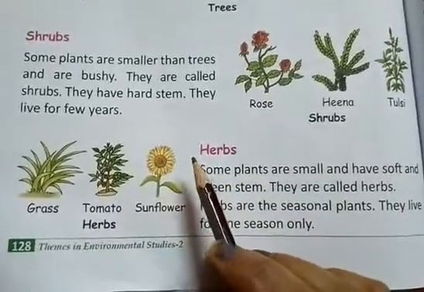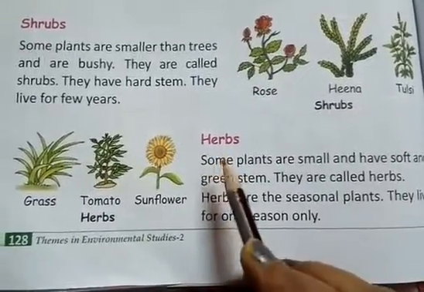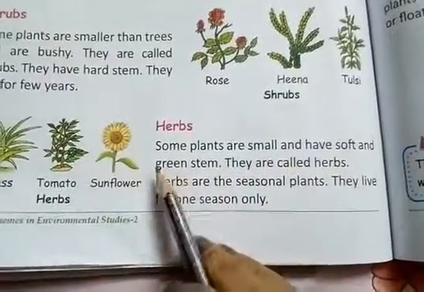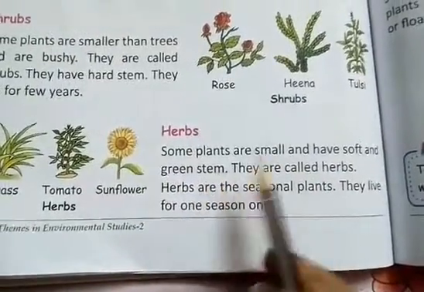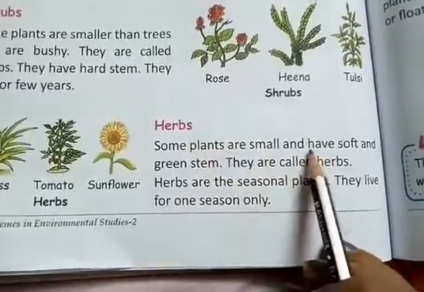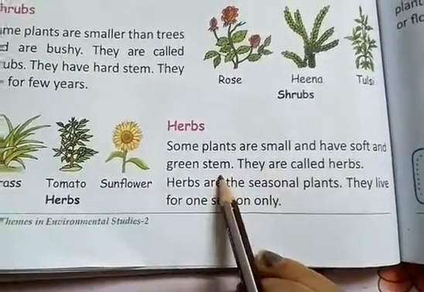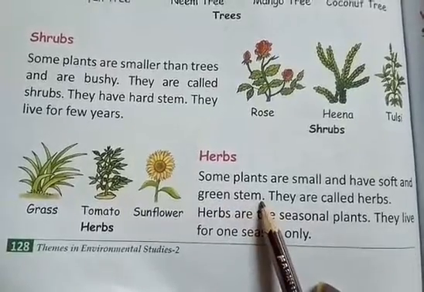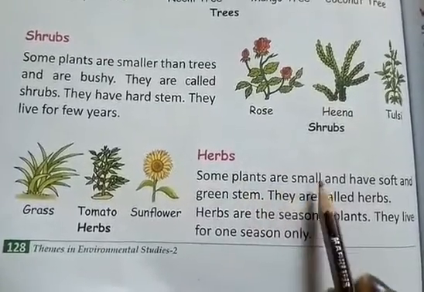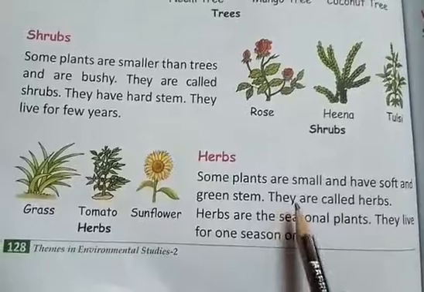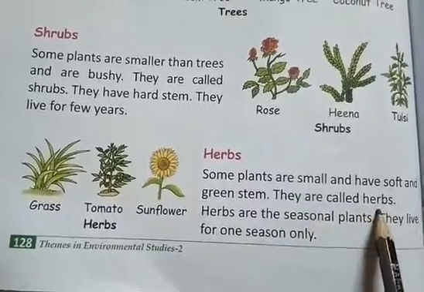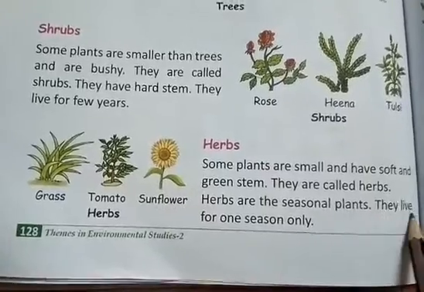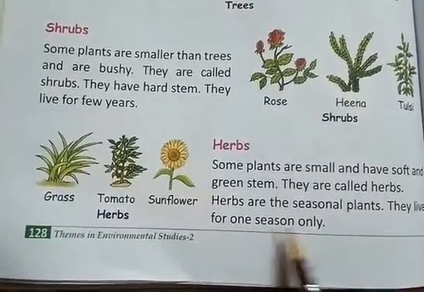The third kind is herbs. Some plants are small and have soft and green stem. The herbs have soft and green stem. So the herbs have soft and green stems. And the plants which have soft and green stems are called herbs. Herbs are the seasonal plants and they live for one season only.